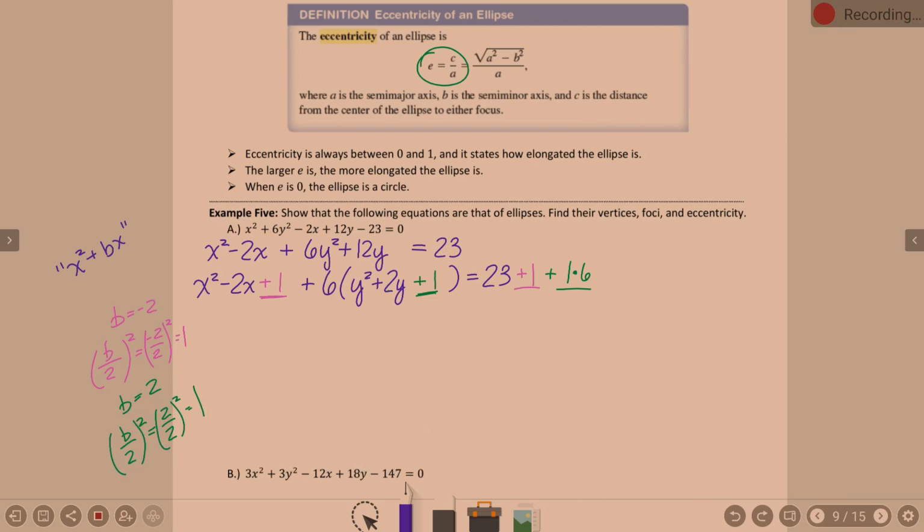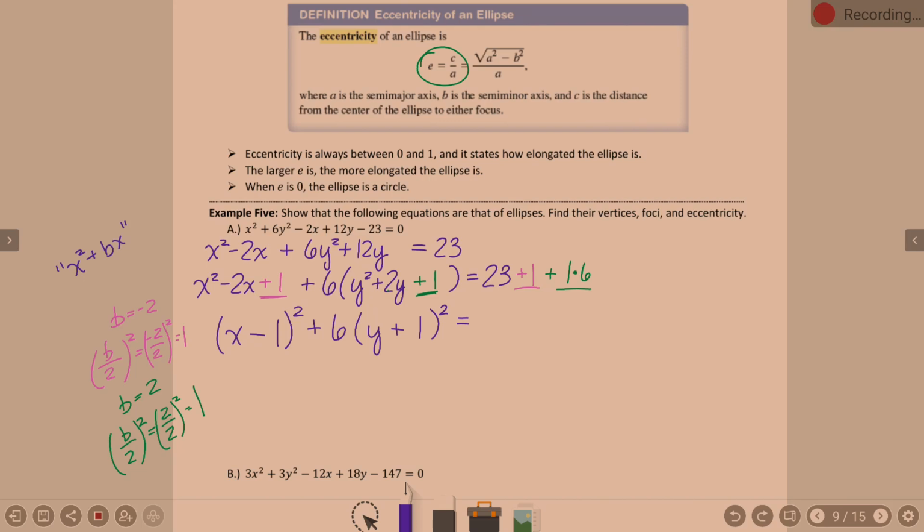after you complete the square, you factor. x minus 1 squared. Square root of x squared is x. Square root of 1 is 1. This is a minus sign in the middle, so x minus 1 squared. Plus, the 6 stays 6. And then, square root of y squared is y. Square root of 1 is 1. This time, though, it's a plus. So x minus 1 squared plus 6 times y plus 1 squared equals 30.